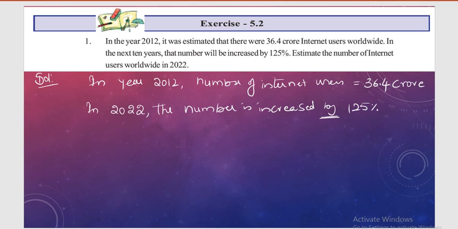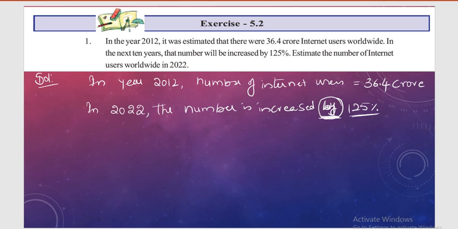See here, everything lies with this word. So what is this word? "By", right? In 2022 the number is increased by 125%. Whenever you consider a particular value, it is considered as 100%. But here what he has given is that the number is increased by 125%.